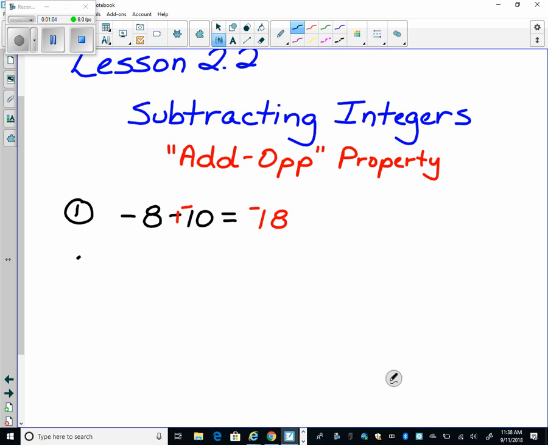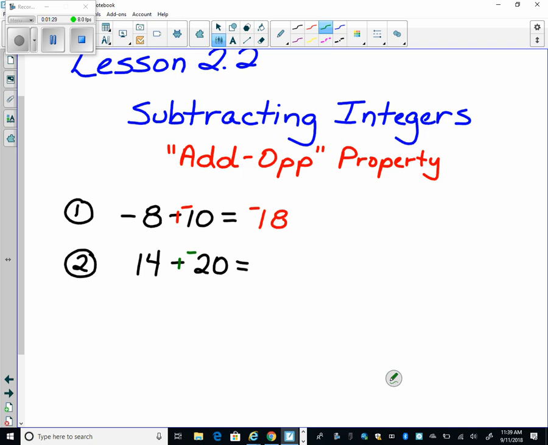Another example to look at. Let's say we have 14 minus 20. Use the add-op property again. Subtraction becomes addition. There's your add. Take the opposite of the following number. 20 becomes a -20. Now we turn it into an addition problem.